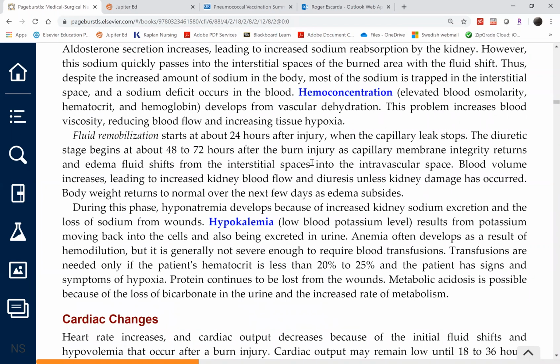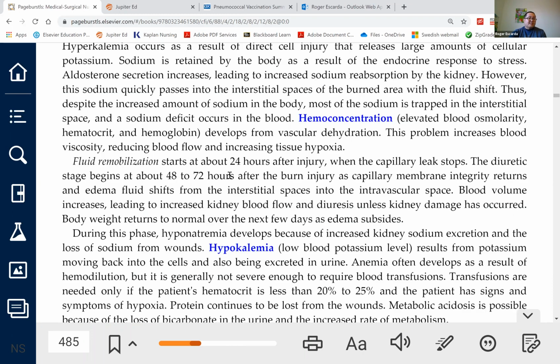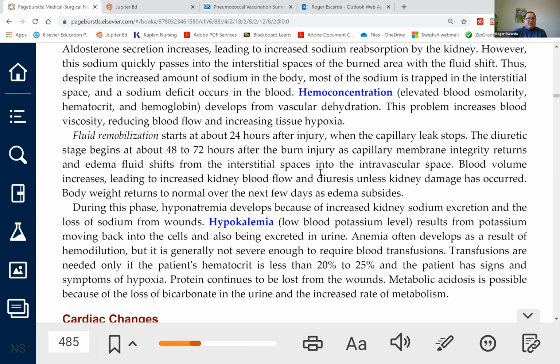Fluid overload. Right? Because now the capillary leak stops, so the patient's no longer losing fluid, at least not relatively. The fluid from the interstitial space is now returning to the vascular compartment. So that adds to the 1 liter per hour that you're already giving this patient. So potentially this patient might go into fluid overload. So that's why it makes these first 1 to 3 days extremely crucial.